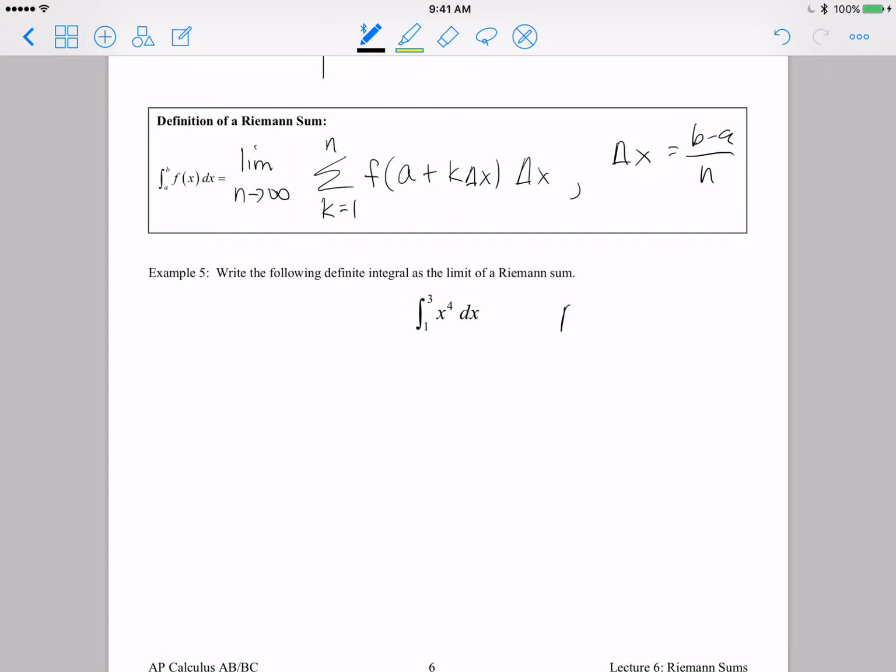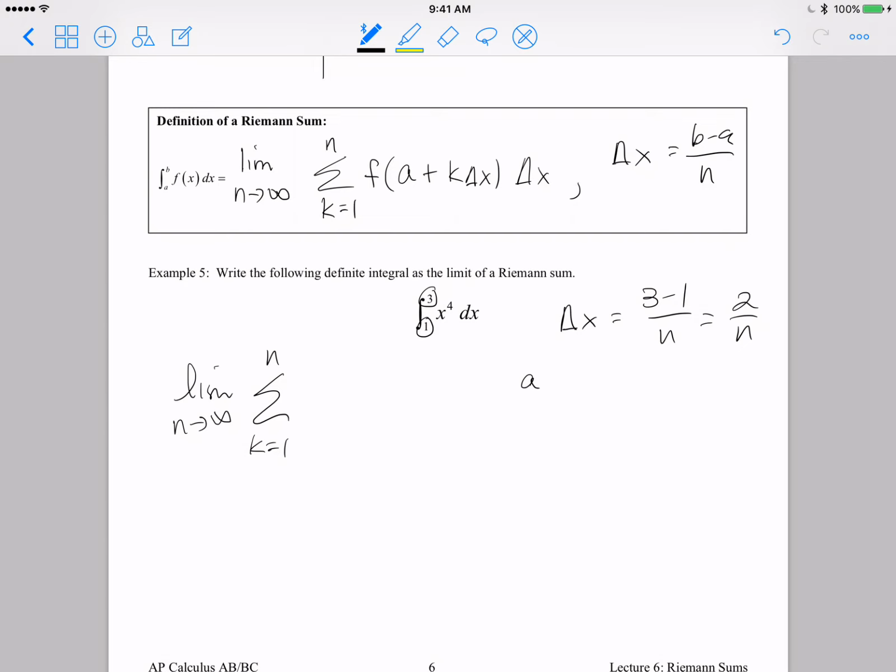So the first thing I want to figure out is, what is delta x? Well, delta x is b minus a over n. So if I look here, b is 3 and a is 1. So this is going to be 3 minus 1 over n, which is 2 divided by n. So that's my delta x. Now if I want to write the definite integral as a limit, I need to have a limit statement. So the limit as n goes to infinity of the summation from k equals 1 to n of f of a plus k delta x.